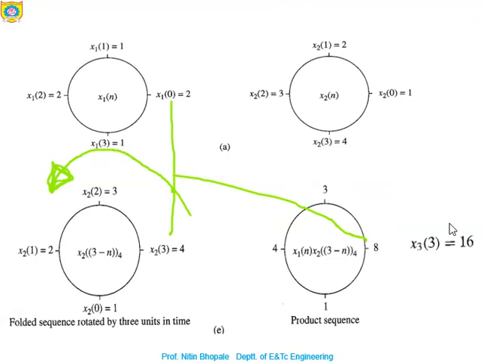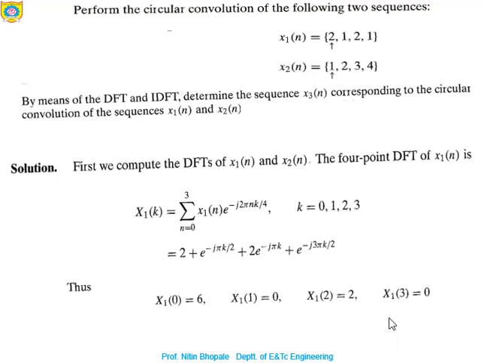So after that we will get, after addition, x3 of 3, and that is nothing but 16. So the overall result for this 4-point circular convolution will be nothing but 14, 16, 14, 16. Now let's go for the next problem statement.